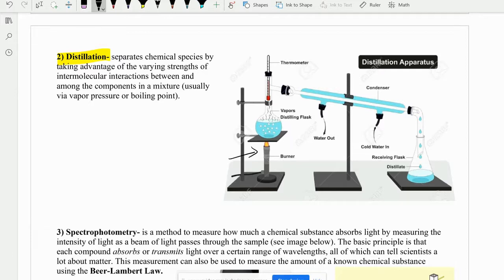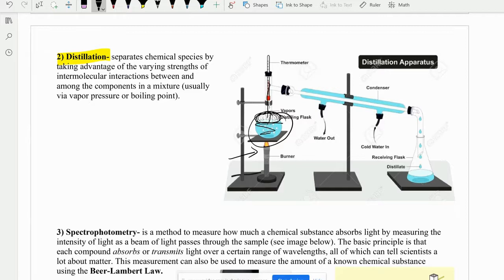You will take some type of heat source here, like a Bunsen burner. You will apply heat to a mixture of liquids. As a particular temperature is reached, the substance with the lowest boiling point will actually have its liquid state convert to its gaseous state. And so the vapor pressure or the gaseous molecules of that substance are kind of captured at the top part of the interface of this flask.